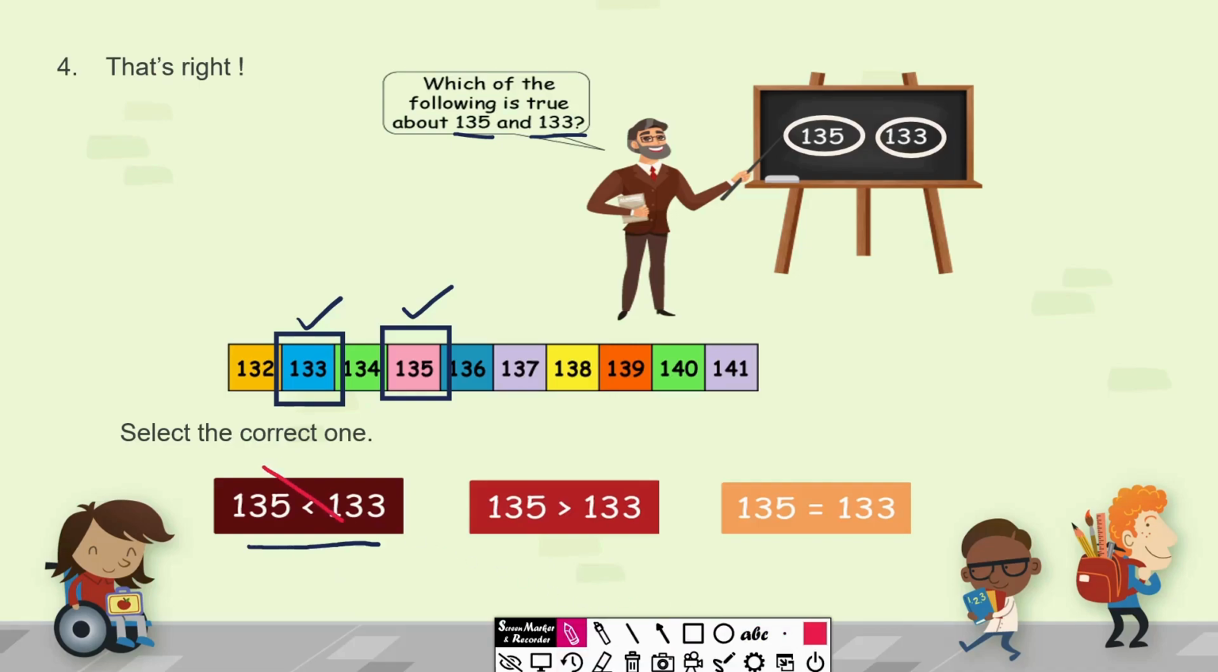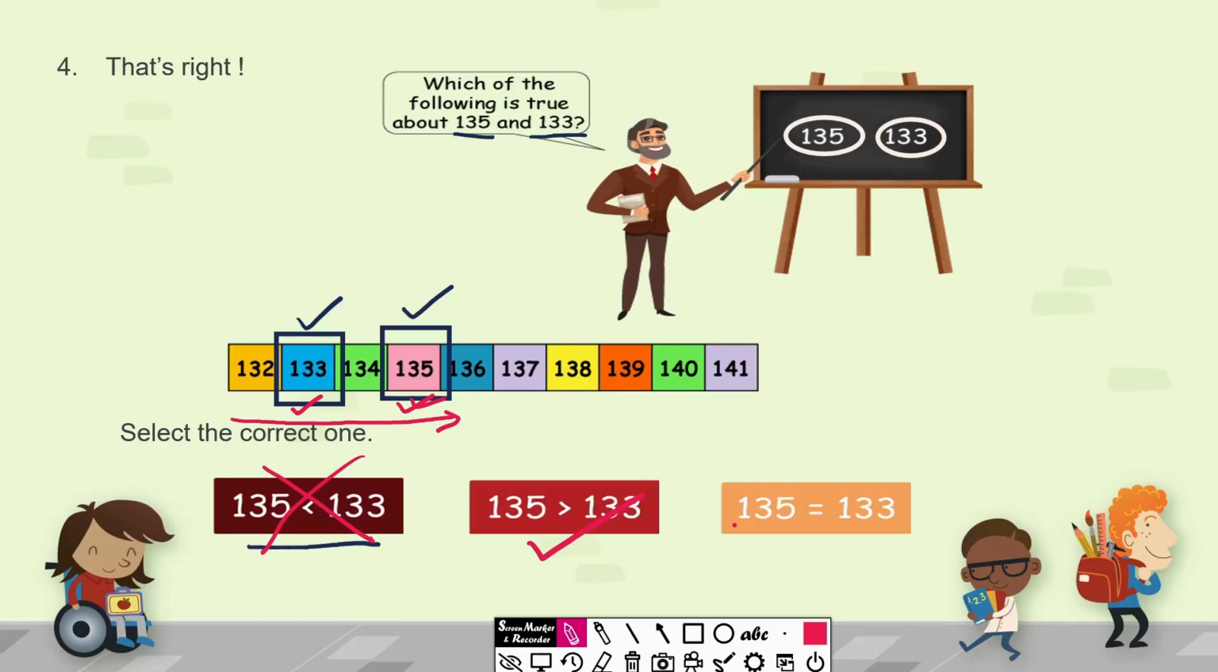And now you already know why this is wrong. Okay? 135 is greater than 133. Absolutely right. Yes. Why? Because when we are moving from left to right on a number line, we are moving from smallest to the largest number, right? And 135 comes after 133, right? That's why 135 is greater than 133.